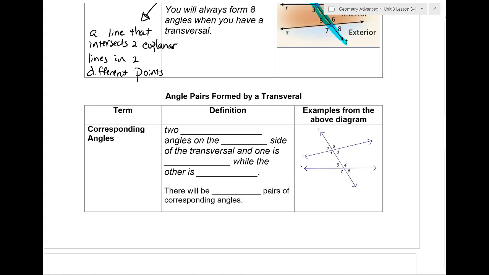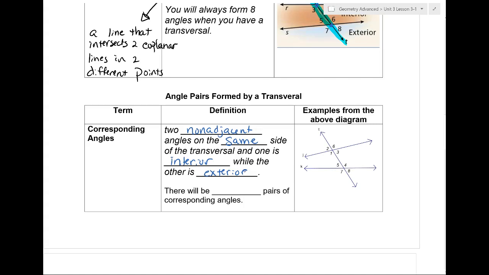Now, the first one's called corresponding angles. When you hear the word corresponding, doesn't that mean they go together? Like there's a correspondence between 2 people, like we'd be communicating together. So there's some relationship between the 2. So what are these? There are 2 non-adjacent angles on the same side of the transversal, and one is interior and the other is exterior.